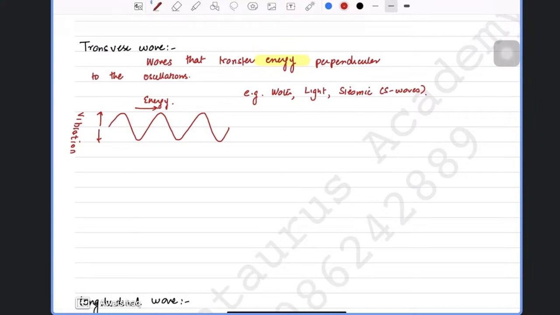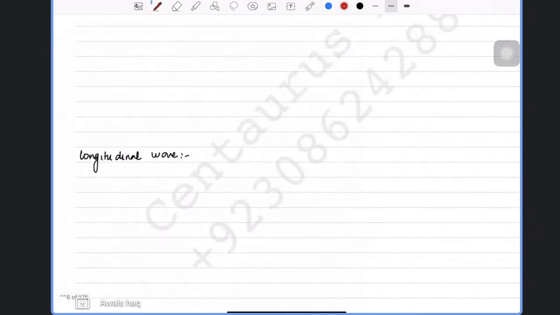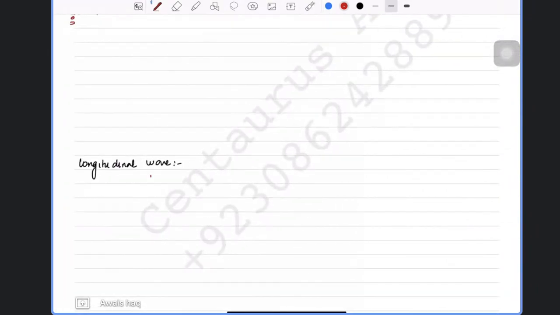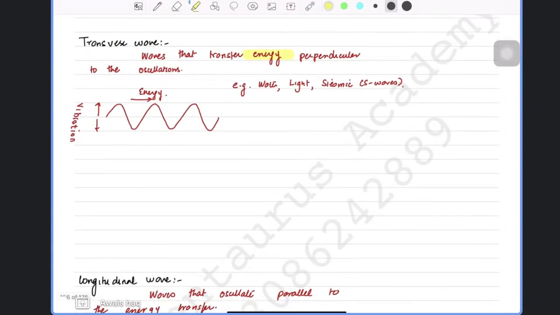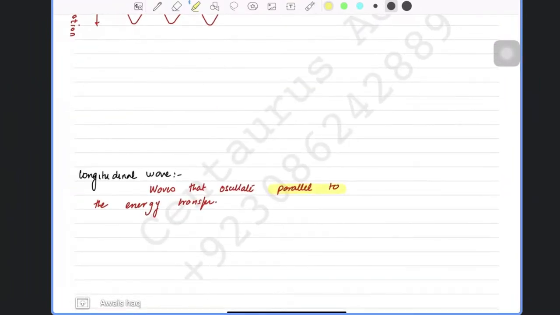Okay, then we have longitudinal waves. For longitudinal waves, these are waves that oscillate parallel to the energy transfer. So between the two waves, the main difference is that one is perpendicular, and this one is parallel to energy transfer.